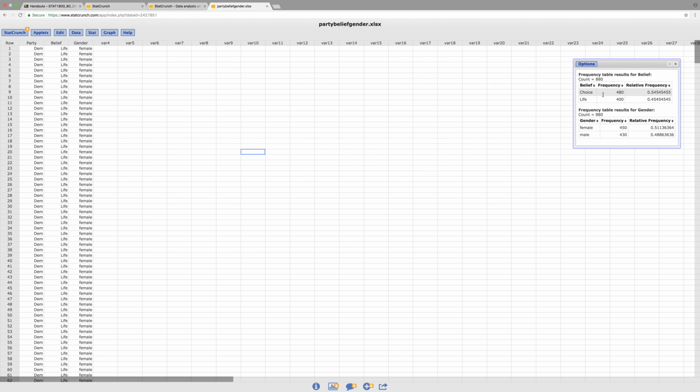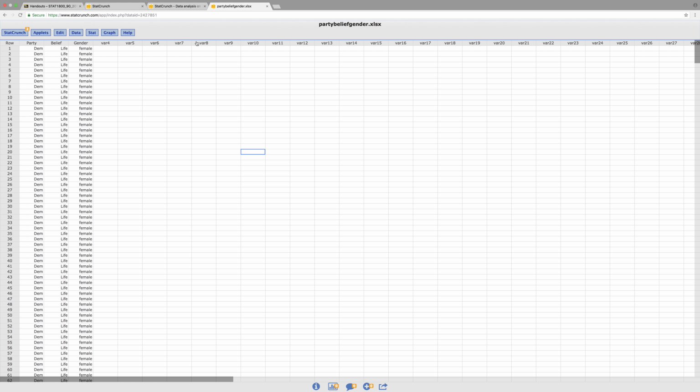I also can go stat, tables, frequency, and I could look at belief, and let's just go ahead and throw in gender as well. So looking at these separately, I see that 480 or 54.5% of the sample is pro-choice, and I can see that 400 out of the 880 or 45.5% is pro-life. Gender, pretty equally spread, 450 versus 430. So the sample is almost equally split across females and males.